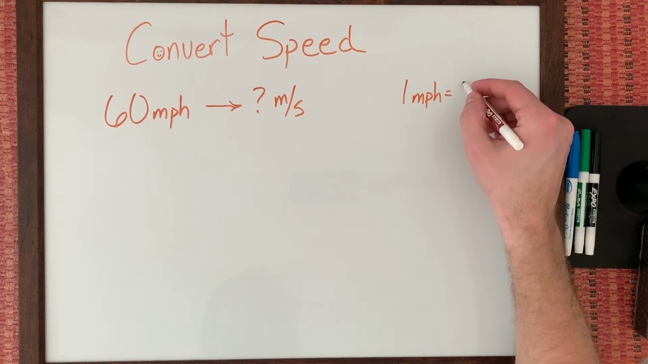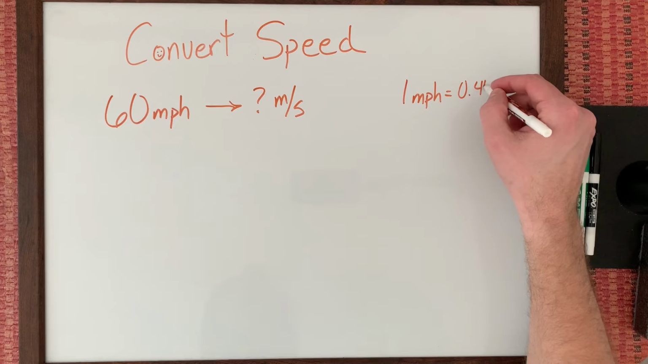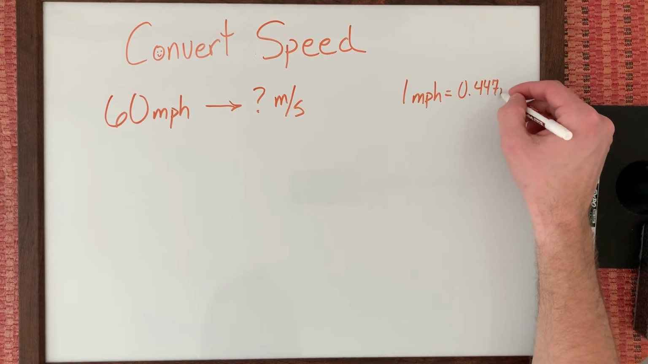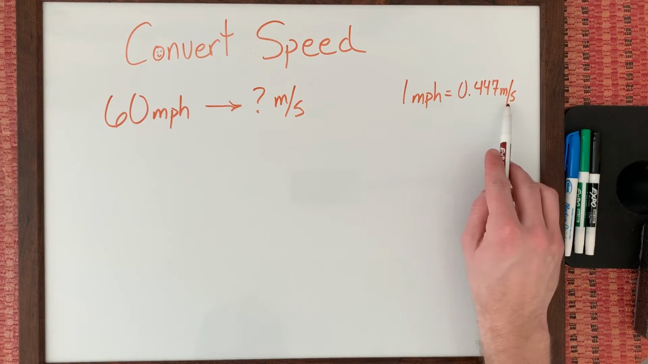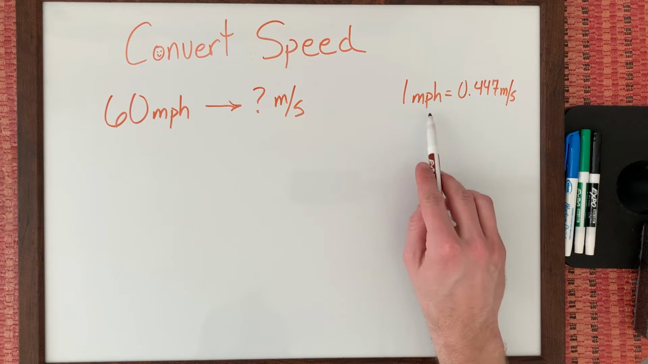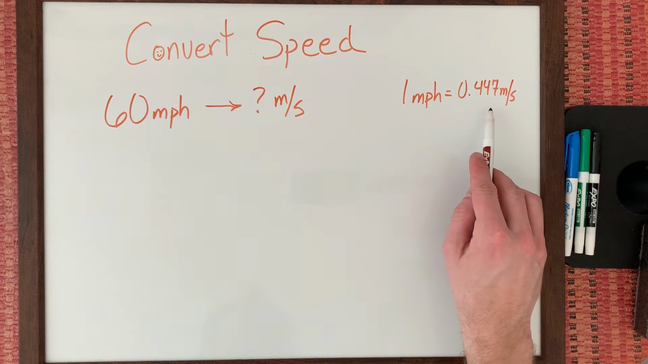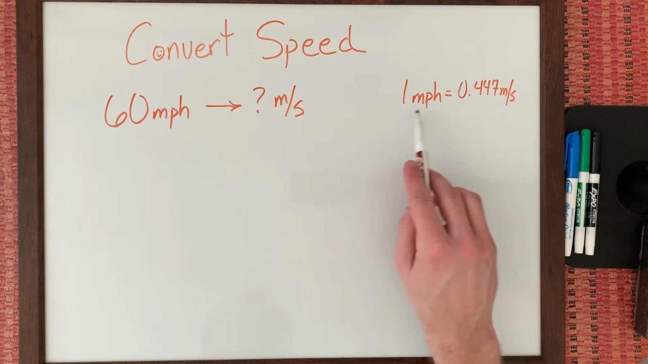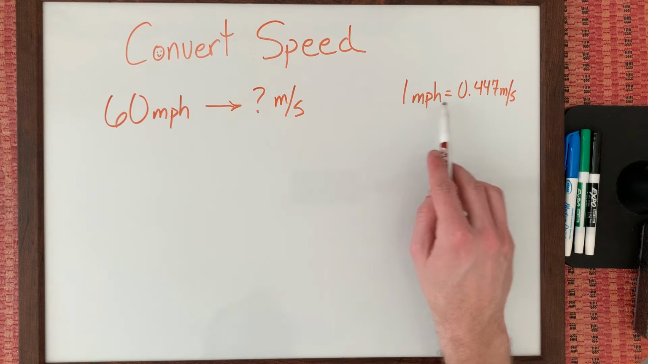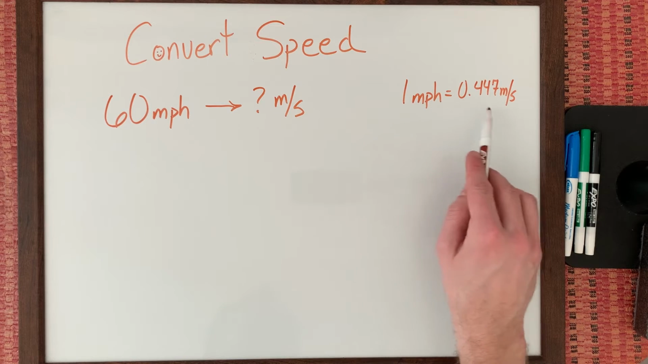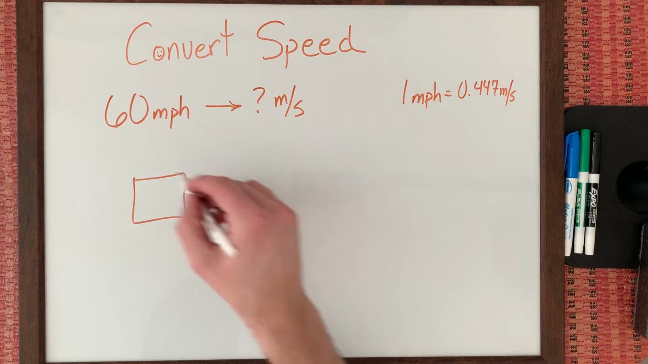1 mile per hour is equal to 0.447 meters per second. These speeds are equivalent. Different units, but if you're walking at 1 mile per hour and the person next to you is walking at 0.447 meters per second, you're going the same speed, okay? This is the conversion or the decoding ring between these two units of measure. So let's go ahead and do the problem. We're going to fill out our boxes.